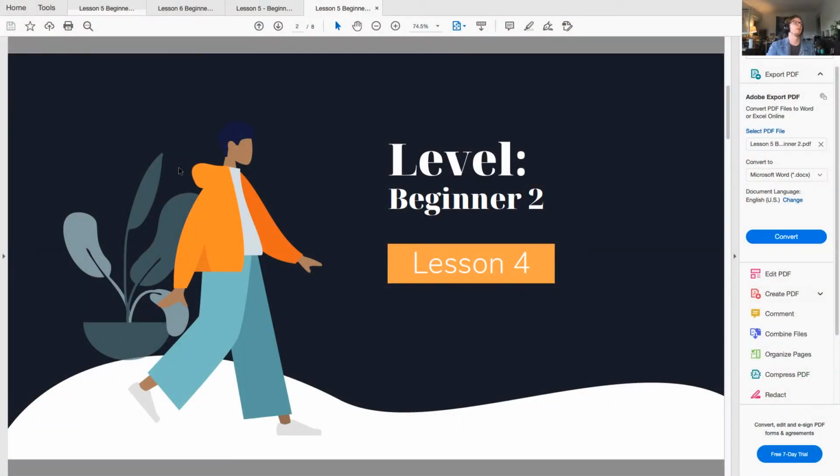Okay, so while I know this says Beginner 2, Lesson 4, we are in fact on Beginner 2, Lesson 5. That is my fault. That's an error with my PowerPoint. But today we're going to be talking about how to use simple past tense for regular and irregular verbs.